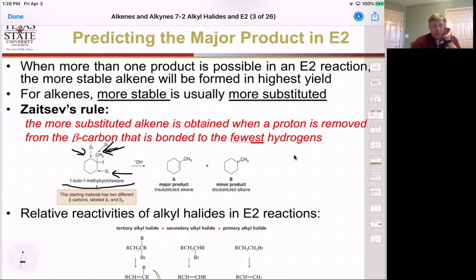Therefore, the major product is going to be the one where it removes a proton from the carbon that is bonded to only 2 hydrogens, making the major product our tri-substituted alkene versus just a di-substituted alkene.